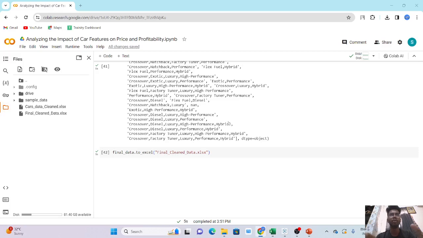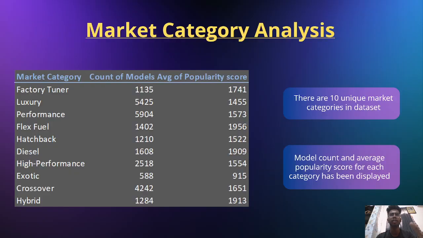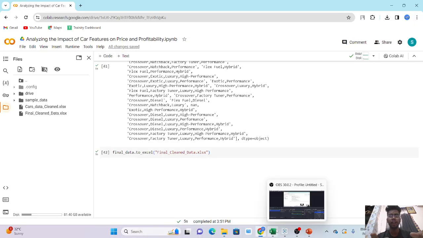Then we go to the analysis. The first one is market category analysis. We found the unique categories; there are 10 unique market categories in the data set. We also counted the models for each category, and we found the average popularity score for each market category. You can see that it is available in the Excel file.